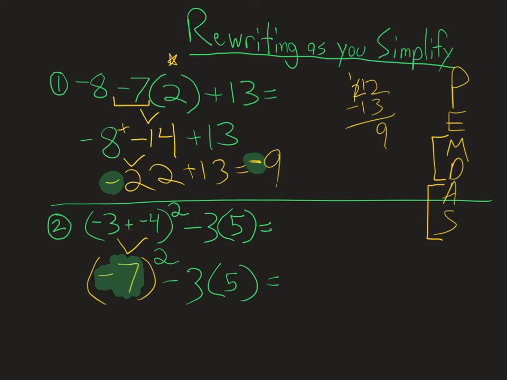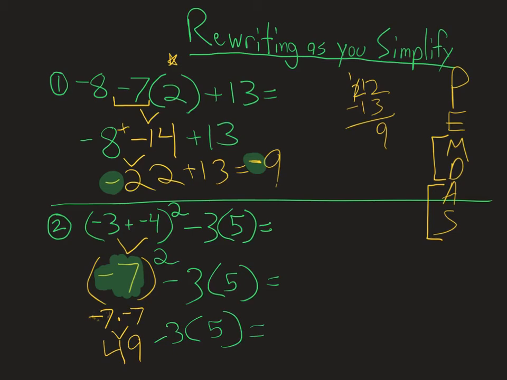Which means I'm going to multiply -7 times -7. That's what a squared negative will look like. And that's going to become 49. Okay? Now, copy everything over.